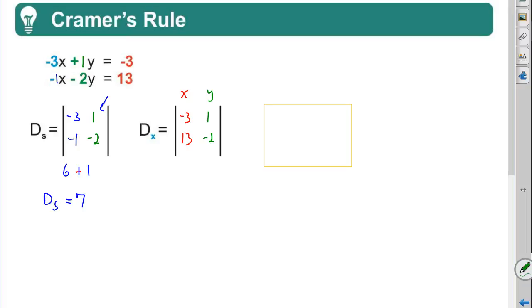We want the value of this determinant as well, so let's figure that out. -3 times -2 is once again a +6. And remember, going the opposite way is a negative. -1 times 13 is a -13. The total value of the x determinant is a -7. And now we've got to do the y determinant.